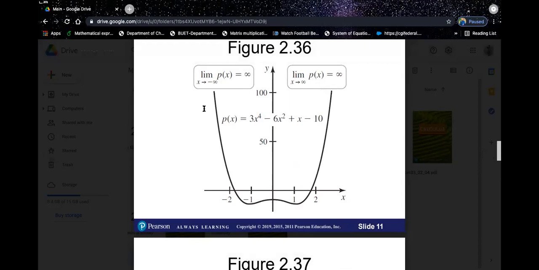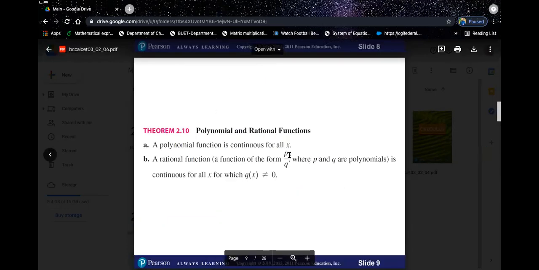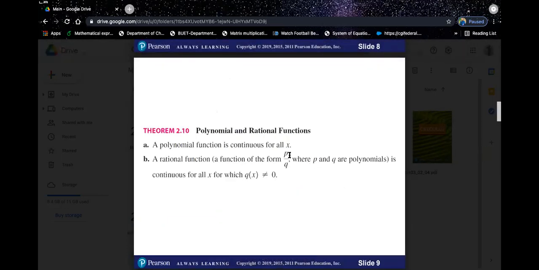Because for a polynomial, if you remember from the algebra class or from pre-calc, I don't remember which one it is, the domain of a polynomial is all real numbers. That means for all the x from the real number line, your polynomial is defined. So there can't be any hole, can it? It can't contain any hole. So any polynomial is continuous for all x.